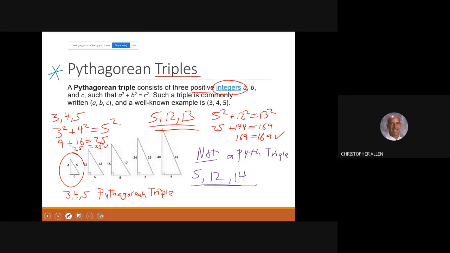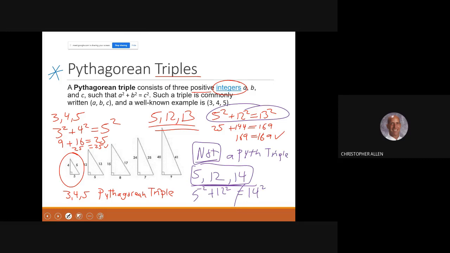This is not a Pythagorean triple. Let me show you why it is not a Pythagorean triple. What is 5 squared plus 12 squared? Does that equal 14 squared? It doesn't. We know that it doesn't because we've already seen this one up here. It had to be equal to 13 squared. So this one is not a Pythagorean triple. Does that make sense?